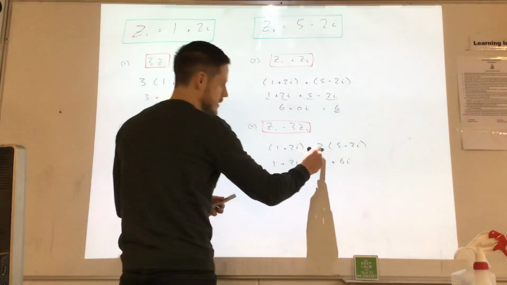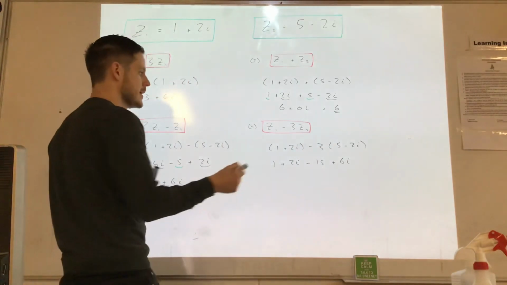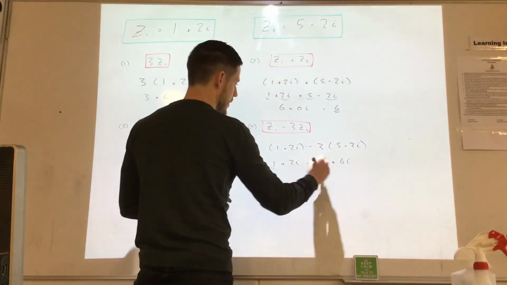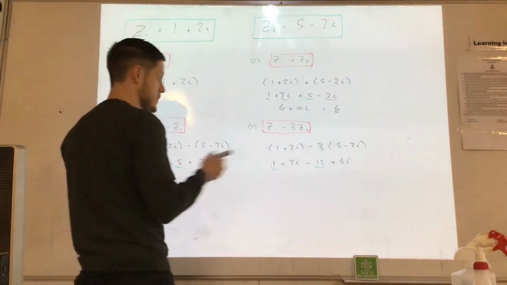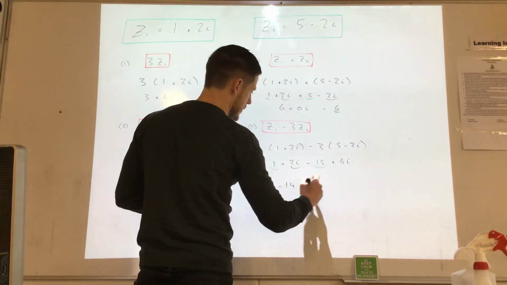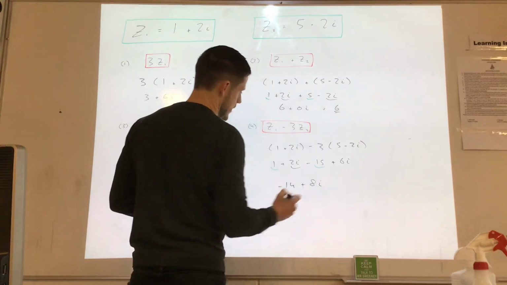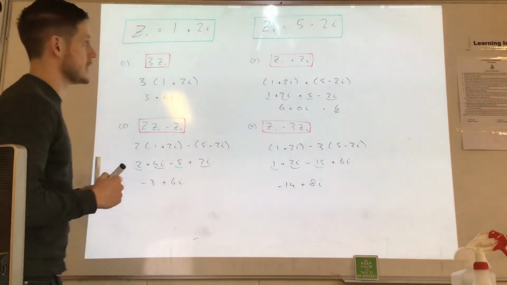So remember, a minus and a minus gives me plus 6i. Then I have 1 minus 15, which gives me minus 14. And I have 2i plus 6i, which gives me 8i. And that's how we start multiplying out complex numbers.